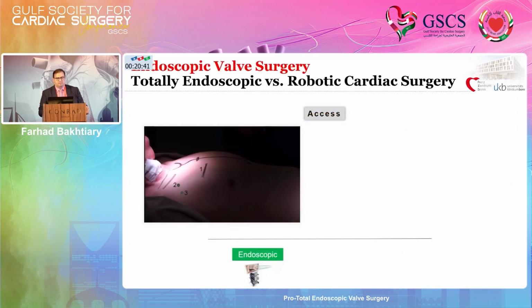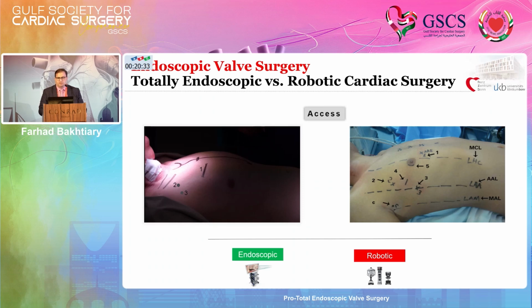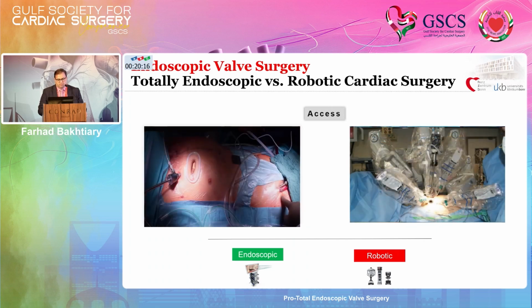So this is the endoscopic marking if you go for a double valve replacement through a mini thoracotomy, and this is the marking for a robotic surgery. You have to find the incision sites for your trocars, and then it is, as Dr. Şahin said, probably more complicated and complex to reproduce.